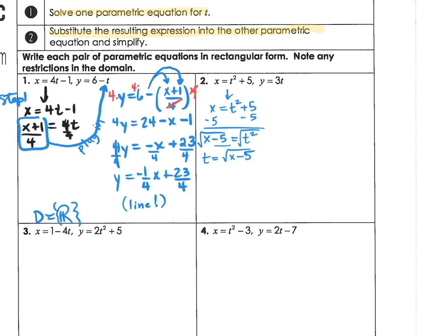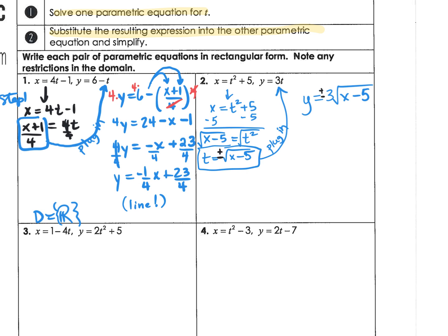And we're going to take that and do what with it? Plug it into the other one. So y equals 3 times the square root of x minus 5. All right, this one does have a domain restriction. As a matter of fact, when we took the square root, since we were solving, what should we have thrown in front of that square root symbol? Plus or minus, right? So this becomes plus or minus, doesn't it?